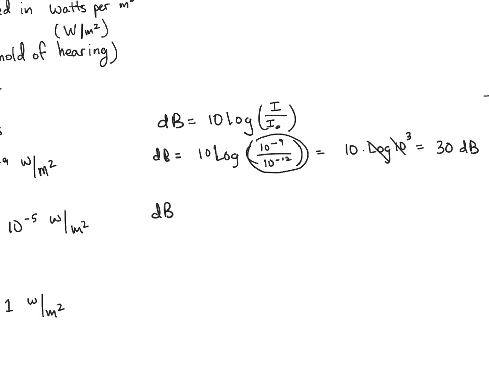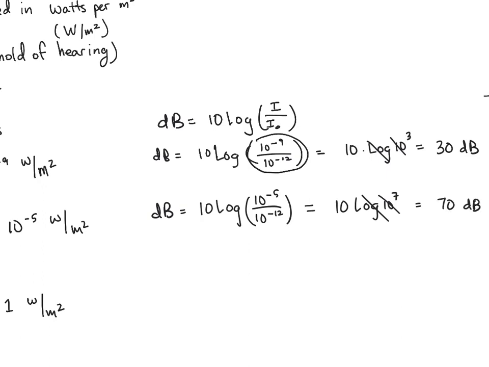For ordinary traffic, it's 10 times log of 10 to the negative 5 over 10 to the negative 12, which is 10 times the log of 10 to the 7th power. And again, log base 10 cancels the base 10 there. 10 times 7 is 70 decibels.